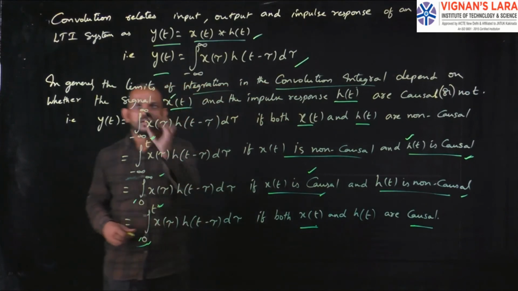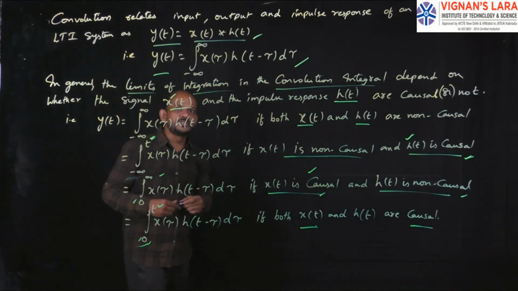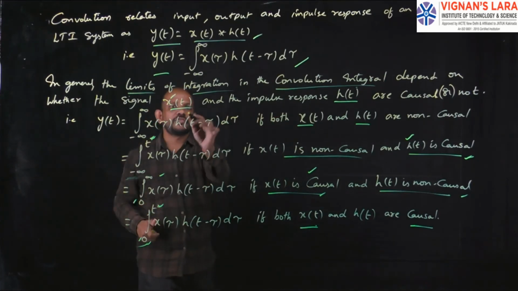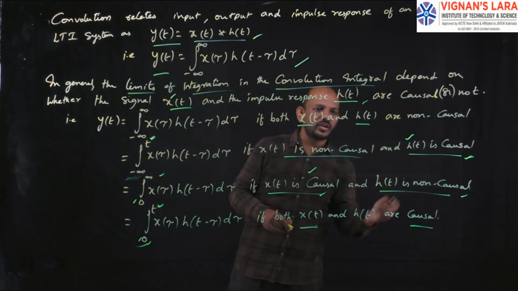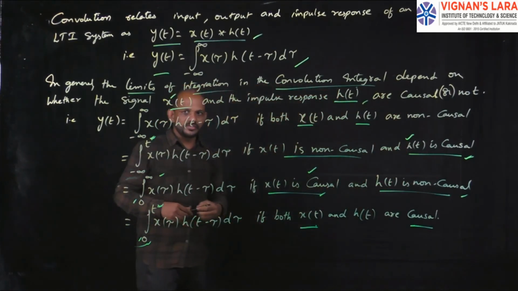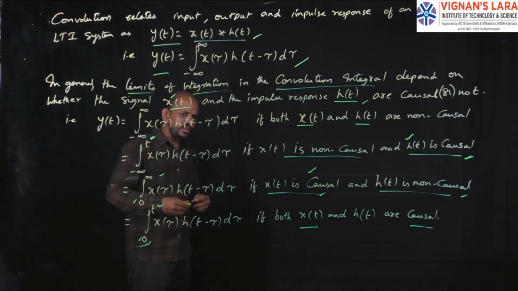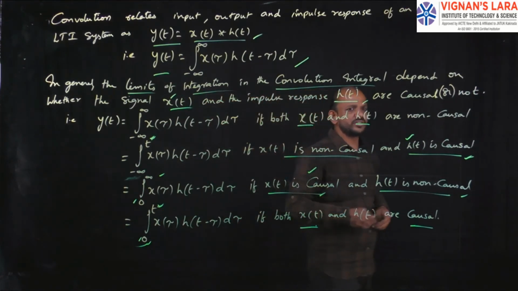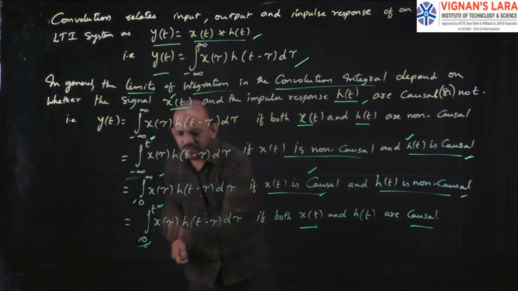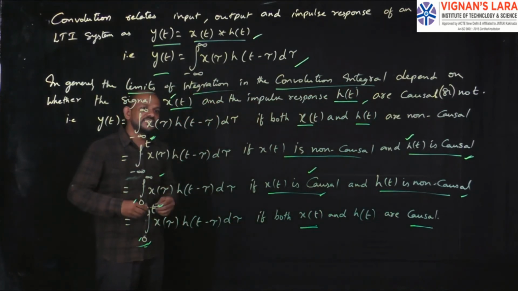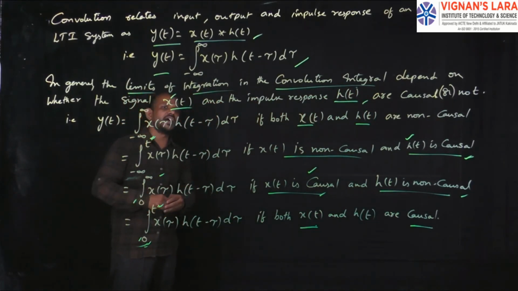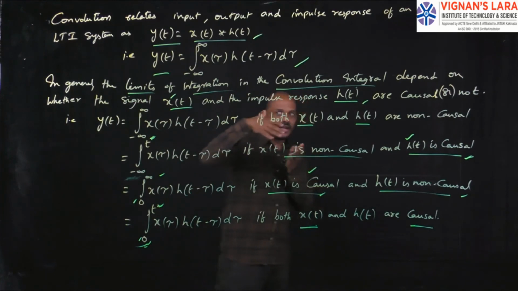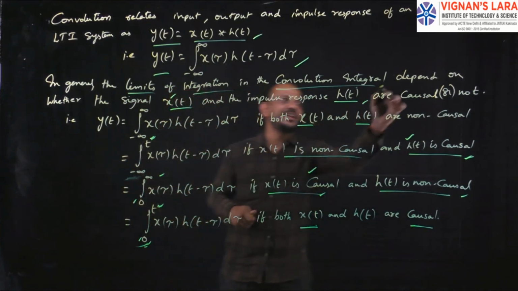So you can remember the upper and lower limits of the integration in the convolution integral based on x of t and h of t being causal or not. For different conditions we get different equations as shown here, and I explained how to remember this along with the concepts of causal and non-causal. Based on those concepts we will get the limits. So this is in general about convolution and the limits of the integration in the convolution integral.